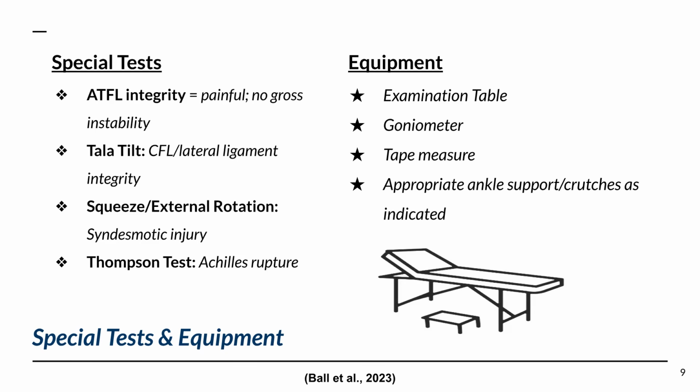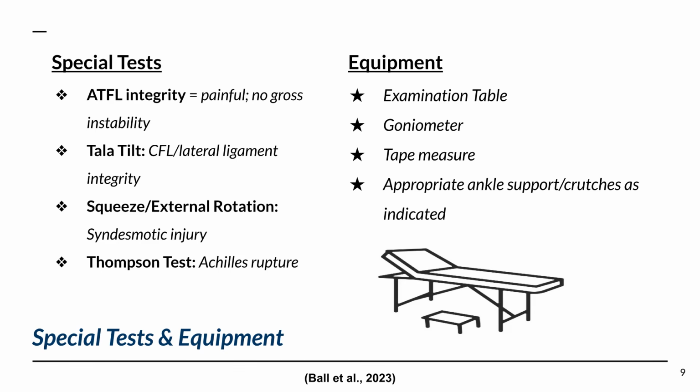The talar tilt test evaluates lateral ligament stability, particularly the calcaneofibular ligament. I would also consider the squeeze and external rotation test when a syndesmotic or high ankle sprain is suspected. Because the patient reports hearing a pop during an athletic injury, assessment of the Achilles tendon is also important. The Thompson test can be used for screening for Achilles tendon rupture. Equipment for this focused assessment may include an exam table, a goniometer to objectively measure range of motion, and a tape measure to compare swelling.